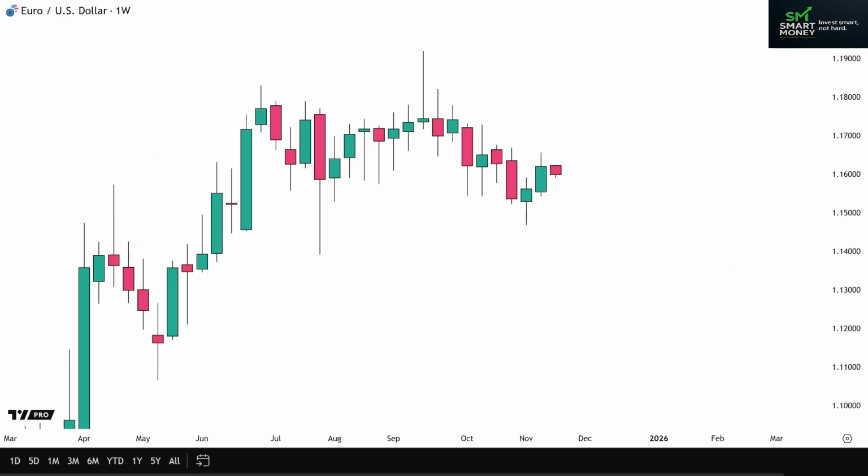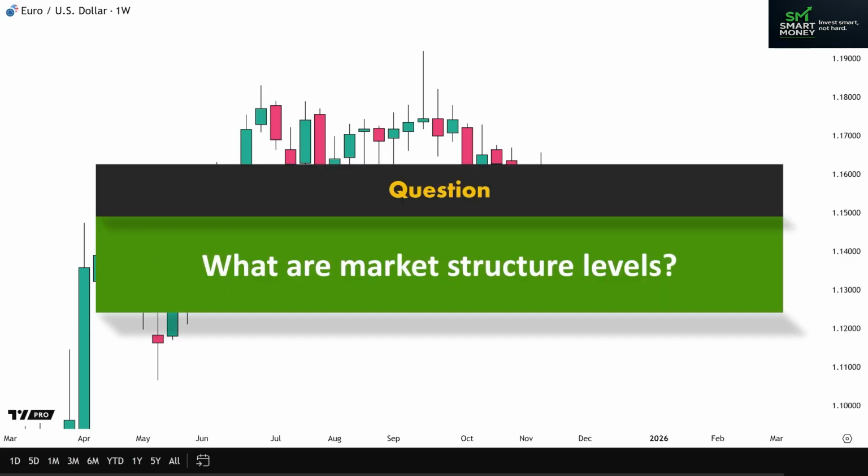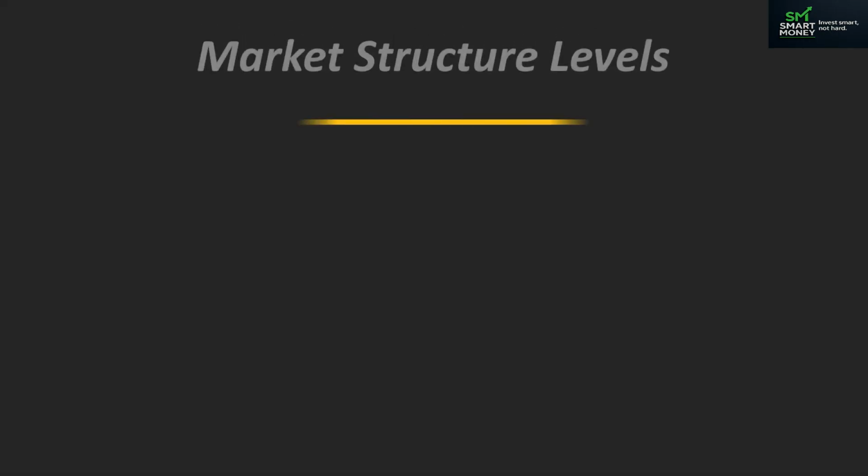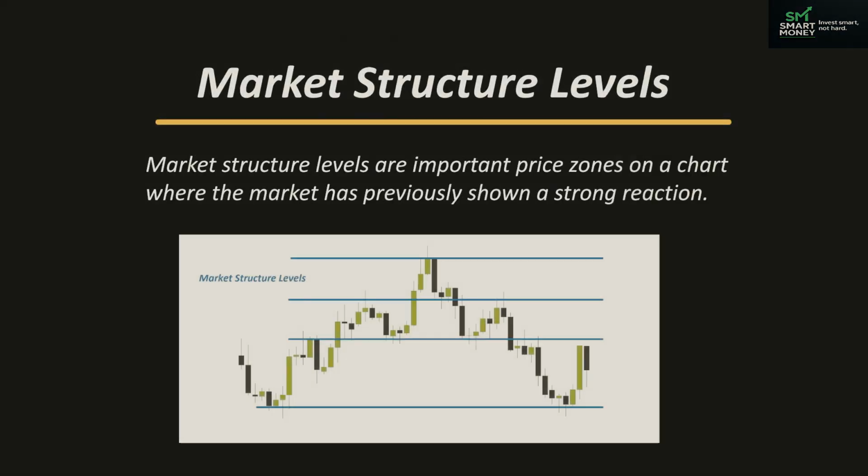Our main trading time frame is the 1-hour chart and lower. The reason we mark these levels is that when price taps into them, we expect a strong reaction, so we need to see them clearly when working on the lower time frames. But what are market structure levels? Market structure levels are important price zones on a chart where the market has previously shown a strong reaction.